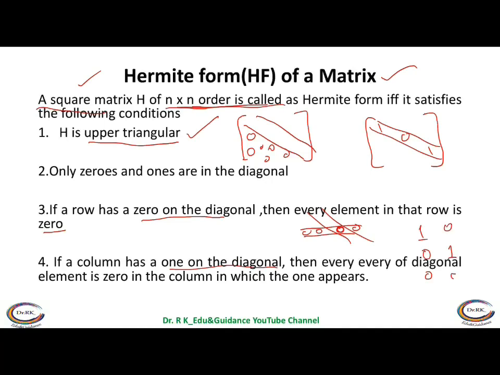If a matrix satisfies all these properties, that is, H is upper triangular, only zeros and ones are in the diagonal, if a row has a 0 on the diagonal then every other element in that row is 0, and if a column has 1 on the diagonal then the rest of the elements in that column are zeros, then it is called the Hermite form, or HF, of the matrix. How to find it, we'll see now.